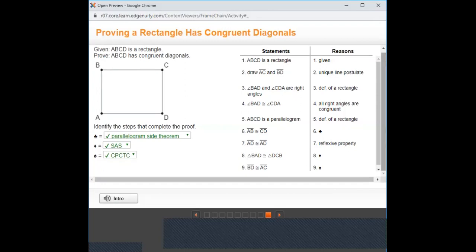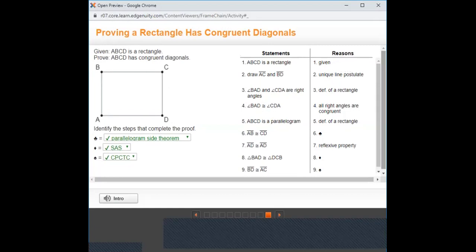Then in step 5, it's telling us that quadrilateral ABCD is a parallelogram. Why is that? Well, every rectangle has to also be a parallelogram. We can put that in conditional statement form as: if a quadrilateral is a rectangle, then it has to be a parallelogram. So they put in step 6 that segment AB is congruent to segment CD. How do we know that? The parallelogram side theorem says that in a parallelogram, the opposite sides are congruent to each other. So the left side and the right side have to be congruent.